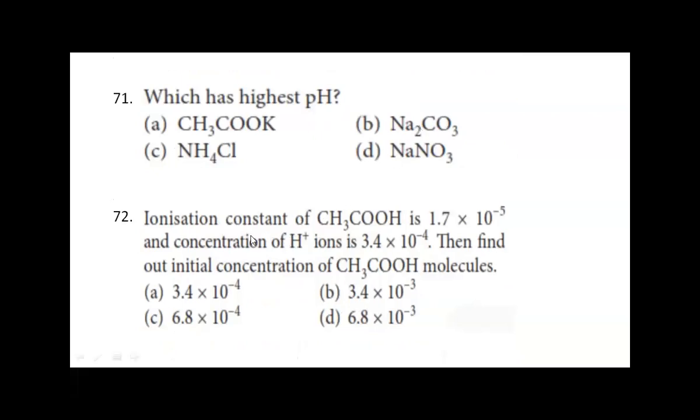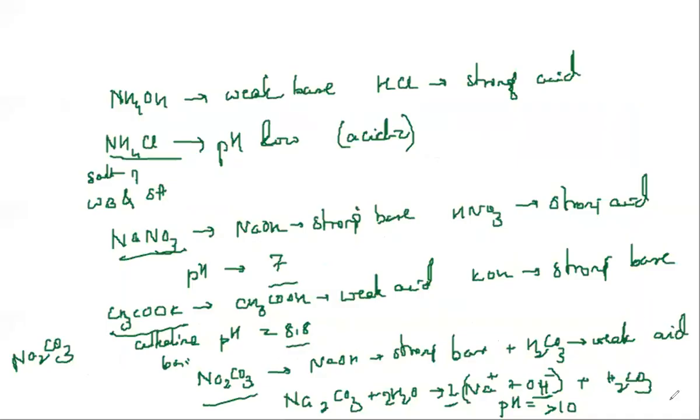Moving to the next question. Ionization constant of CH3COOH is 1.7 into 10 raised to minus 5, and concentration of H plus ions is 3.4 into 10 raised to minus 4. Then find out the initial concentration of CH3COOH. Such good questions, we have to understand these. We know that acetic acid is a weak acid, so it dissociates partially to give CH3COO minus plus H plus ions.